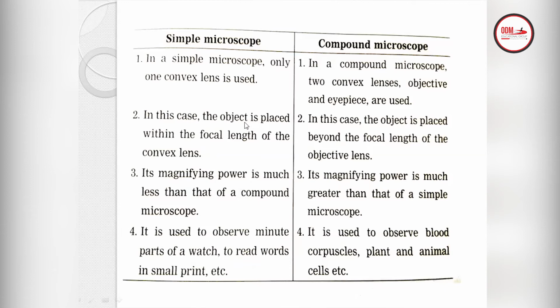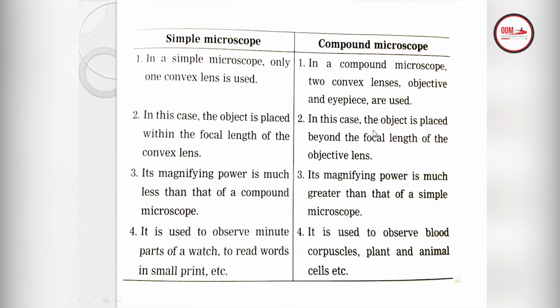Now, let us see what is the difference between a simple microscope and a compound microscope. In a simple microscope, as I told you, we are using only one convex lens. But in a compound microscope, we are using two convex lenses, that is, one eyepiece and an objective. The eyepiece lies close to the eye and the objective lies close to the object. We can define it like this. So in this case, the object is placed within the focal length of the convex lens.